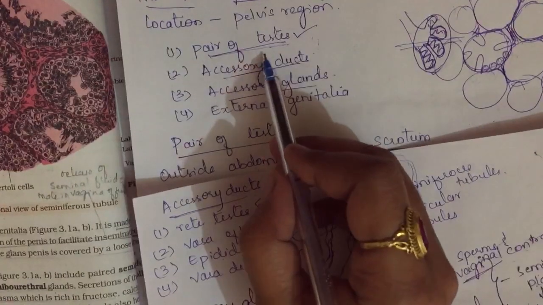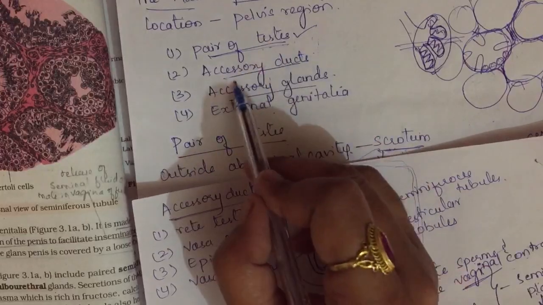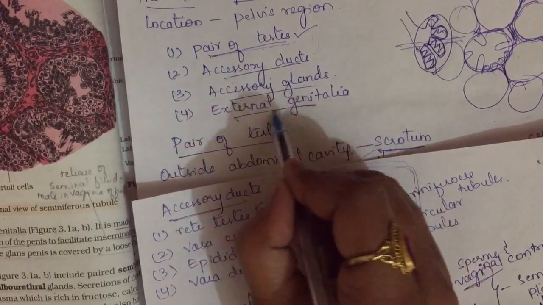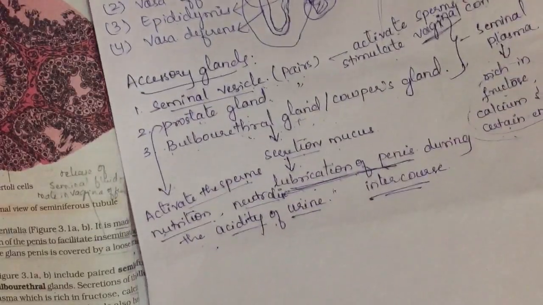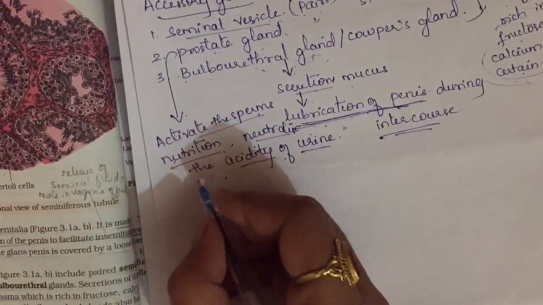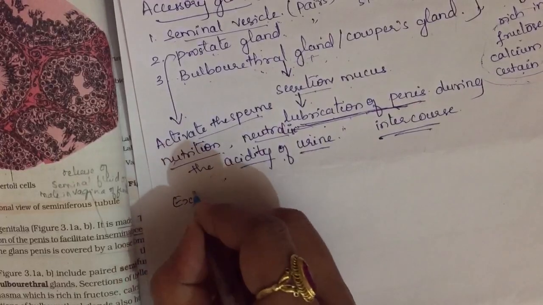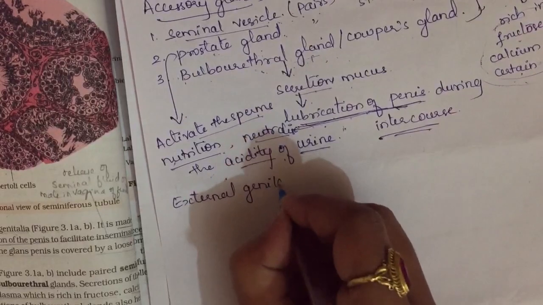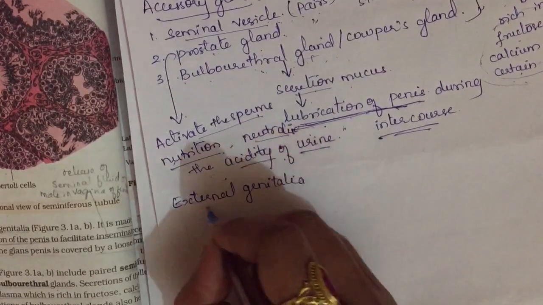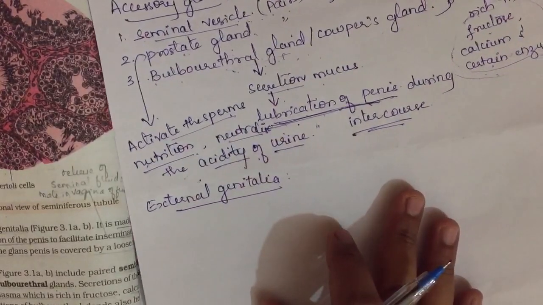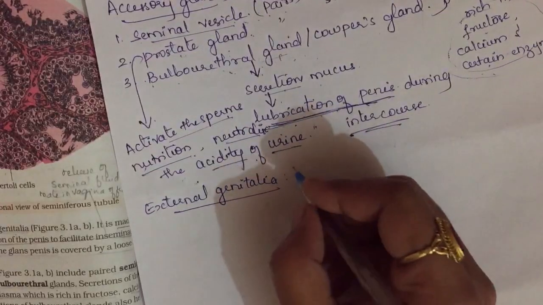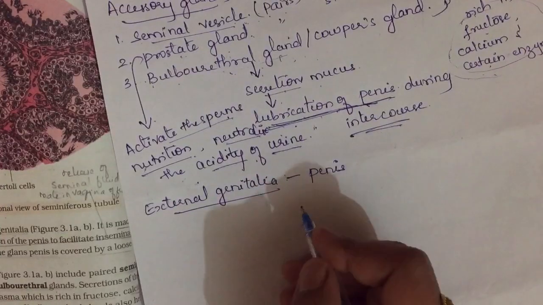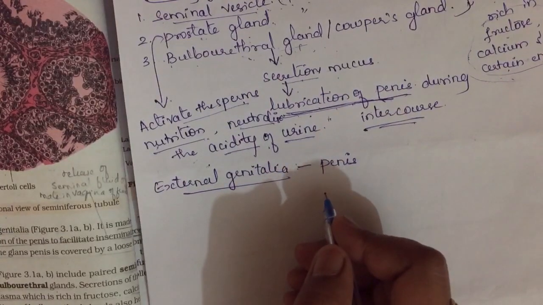Okay, now we have discussed the accessory glands. First we started with the pair of testes, then we discussed the accessory ducts, then the accessory glands. Now what is left is the external genitalia. In males the external genitalia is nothing but the penis.